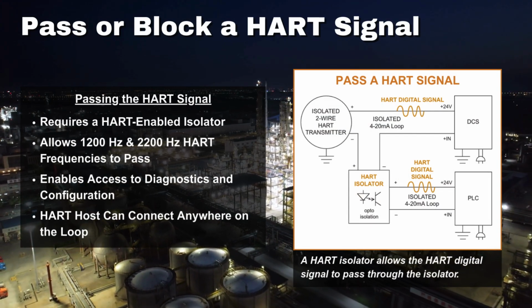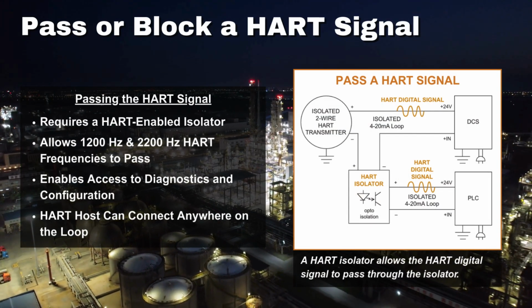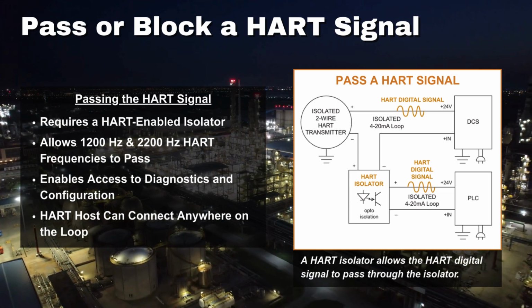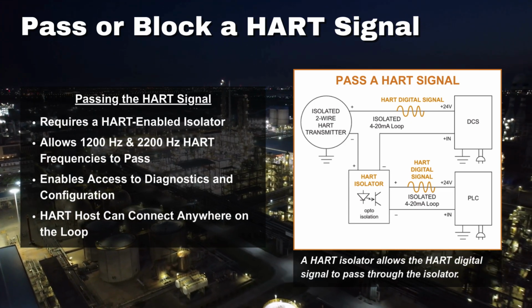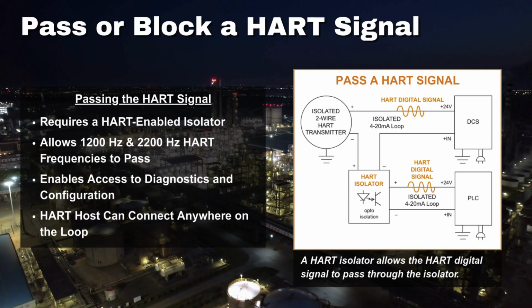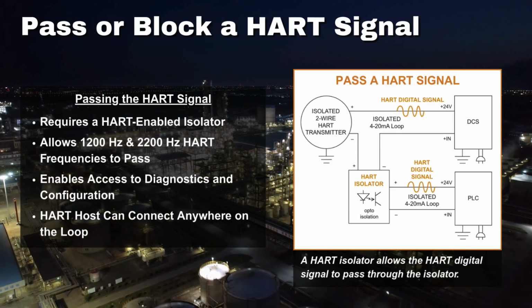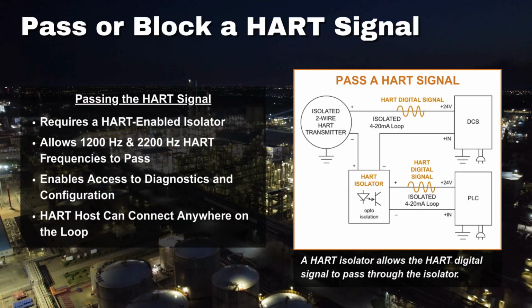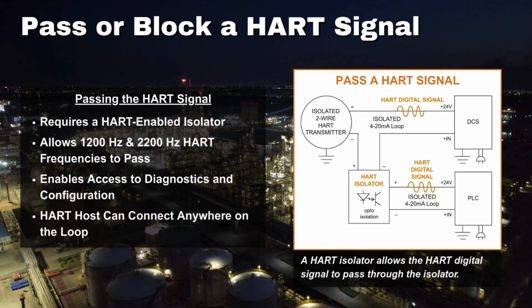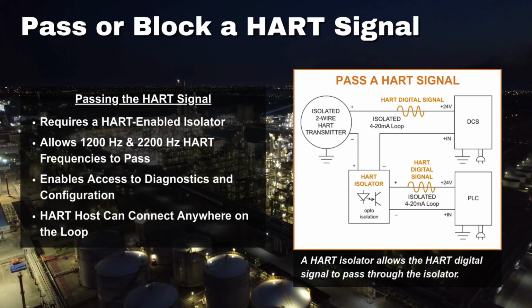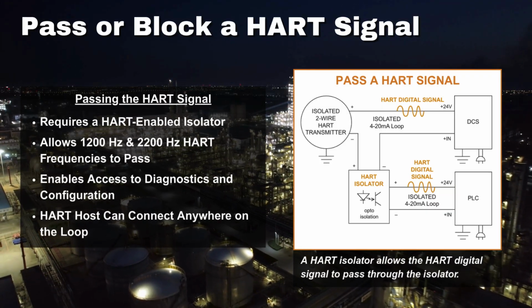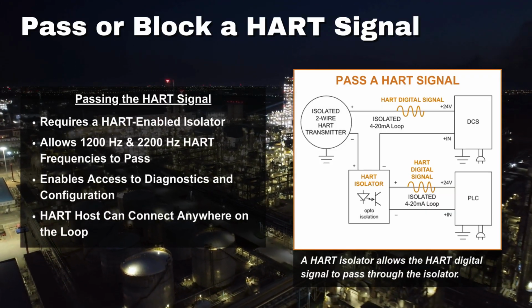Depending on the application, a signal isolator can either pass or block the HART signal. When access to transmitter diagnostics and configuration is needed, a HART-enabled isolator allows the digital HART signal to pass through to the output loop. This lets technicians connect a HART communicator at any termination point on the loop. To do this, the isolator must be specifically designed to pass the HART frequencies without distortion.